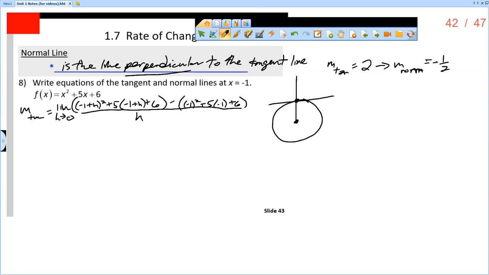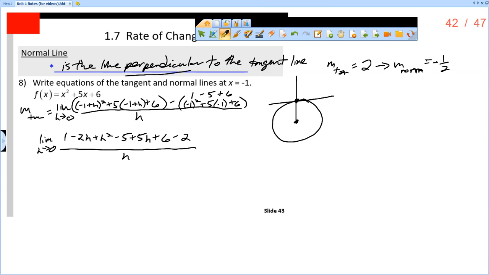Now we've got a little bit of work here. (-1 plus h) squared means (-1 plus h) times (-1 plus h), and so we get 1 minus 2h plus h squared, right? Then I'm going to distribute the 5, so I get -5 plus 5h plus 6. And here I'm going to do all of this at once: (-1) squared is 1 minus 5 plus 6. So 1 minus 5 is -4, plus 6 is 2. And so I just get a -2, and then all divided by h, with the limit as h approaches 0.